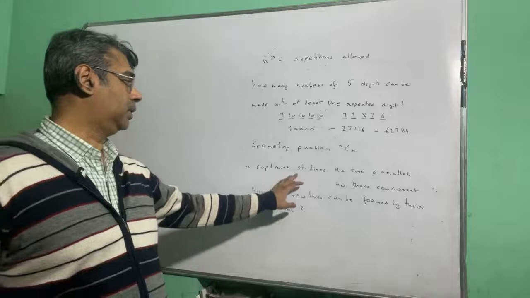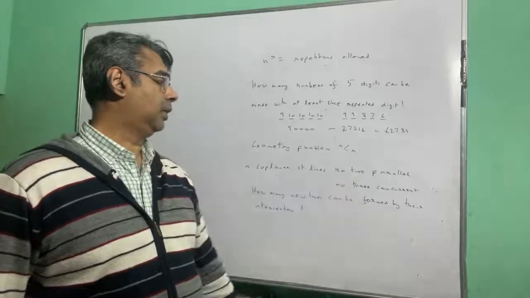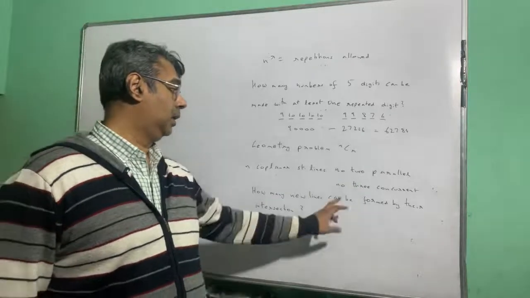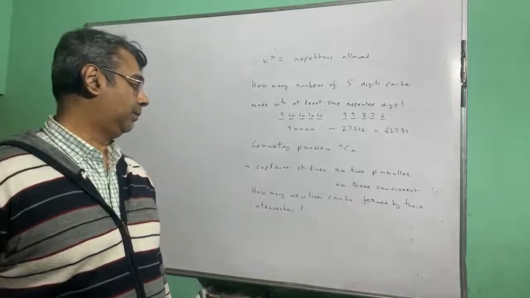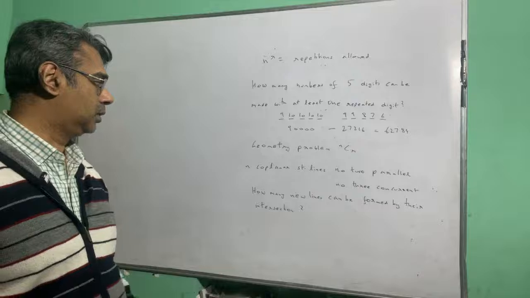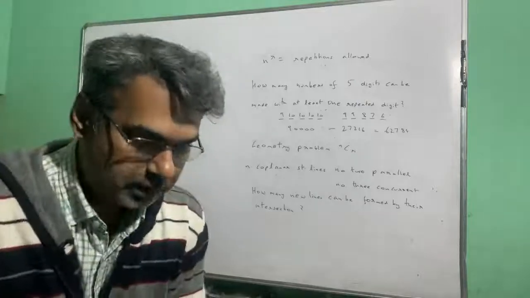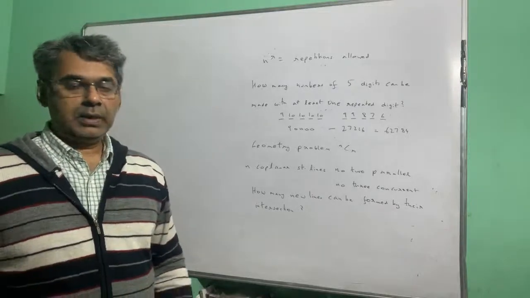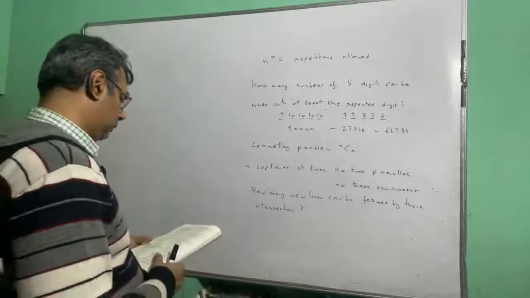So there are n coplanar straight lines, out of which no two are parallel and no three are concurrent. So how many new lines can be formed by their intersection? That is the question. This type of geometry based question is very common in NCR.